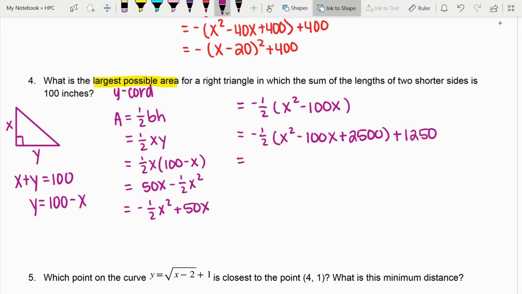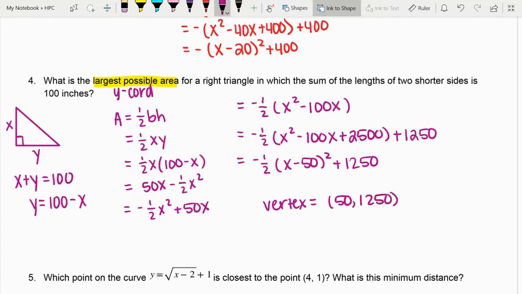Okay, so now I have negative 1/2 times x minus 50 squared plus 1,250. Okay, so now that is in vertex form. So the vertex is equal to (50, 1,250). So here we do have our parabola.